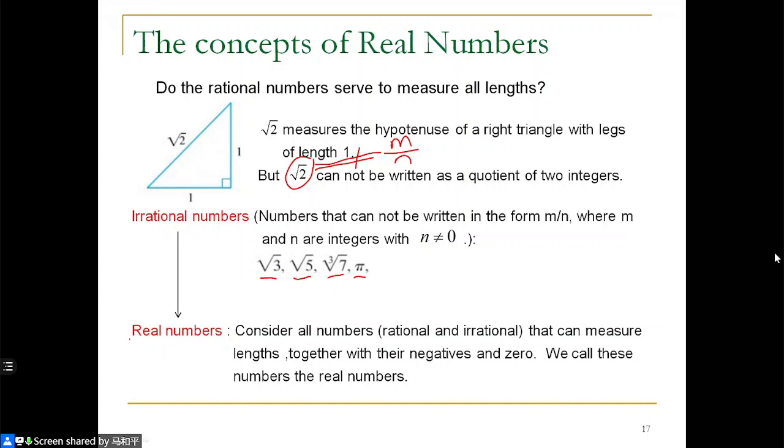And then we have real numbers. This means if we consider all numbers, rational and irrational, that can measure lengths, together with their negatives and zero, we call these numbers real numbers. Okay, real numbers.